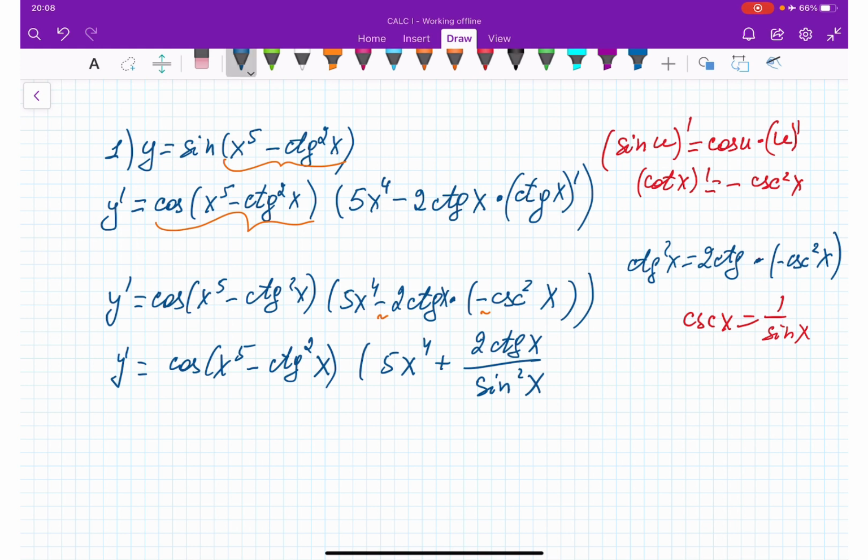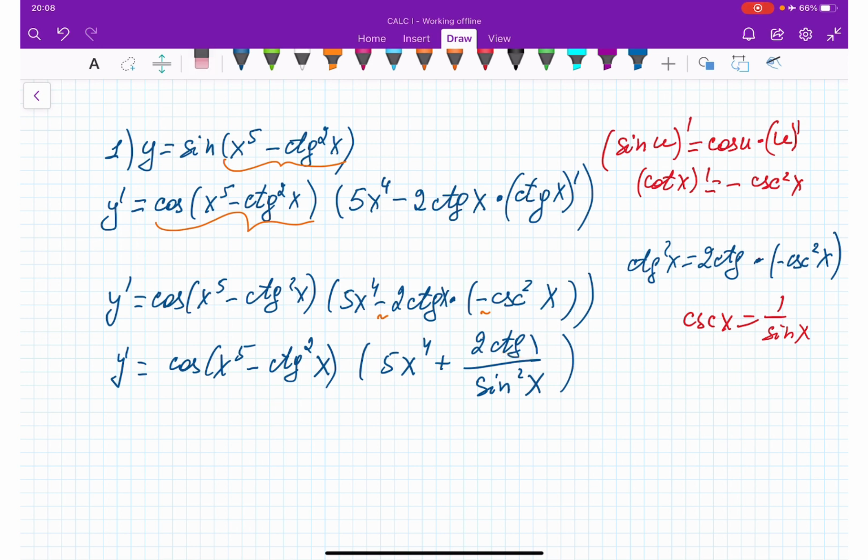Okay, so this is how far we can go from here. Nothing further we can do. Let's say even if you take cotangent and simplify it into cosine divided by sine, it's not going to help much. And besides, we have cotangent here and we have cotangent here also. Okay? All right.